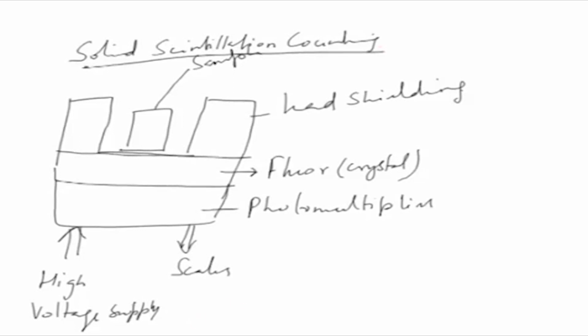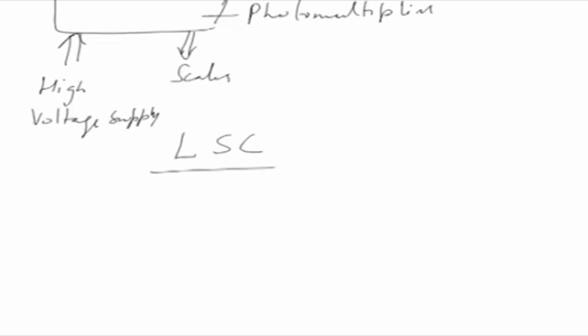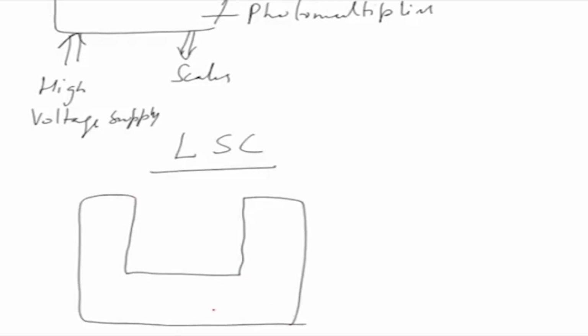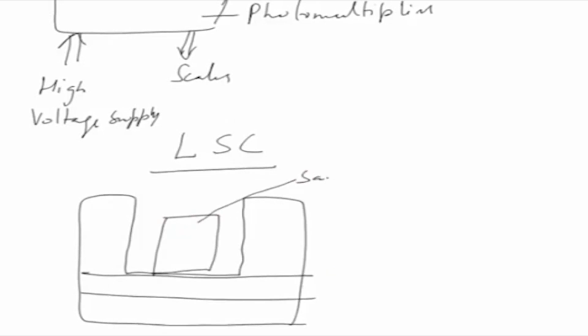Now, in liquid scintillation counting, or LSC, a similar arrangement is there, but the difference is that rather than having a separate crystal or fluor, the fluor is mixed with the sample. So, the sample, that is the radioactive sample, plus the fluor, or scintillation cocktail, is there. The scintillation cocktail contains solvent, fluor and other things.